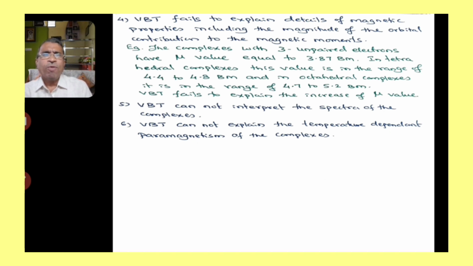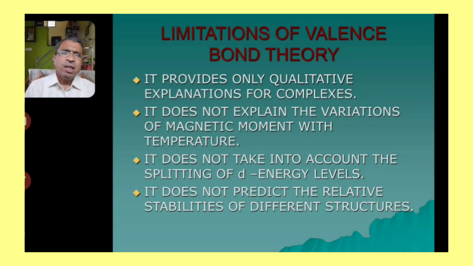The fifth one, valence bond theory cannot interpret the spectra of the complexes. Valence bond theory cannot explain the temperature dependent paramagnetism of the complexes also. In a brief way, we can also give the limitations of valence bond theory like this. It provides only a qualitative explanation for complexes. It does not explain the variations of magnetic moment with temperature.